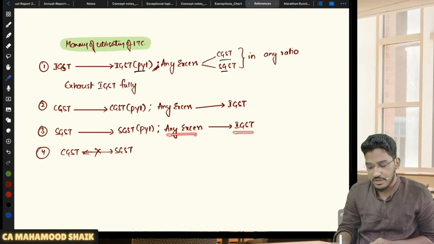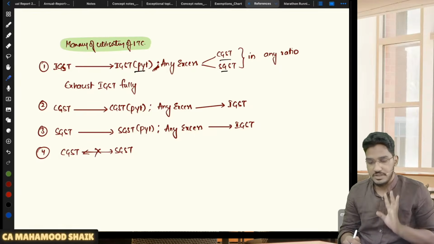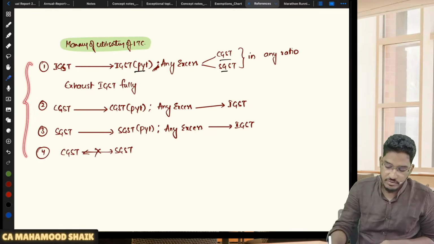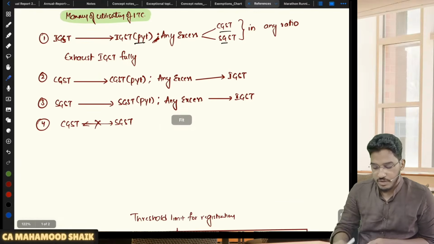Thereafter, if any excess is left out, that must be utilized for making payment of IGST. And one thumb rule here: CGST can't be used for SGST, and SGST can't be used for CGST. So these are the thumb rules which you have to remember when you are making the utilization of input tax credit. And always remember one more point here.